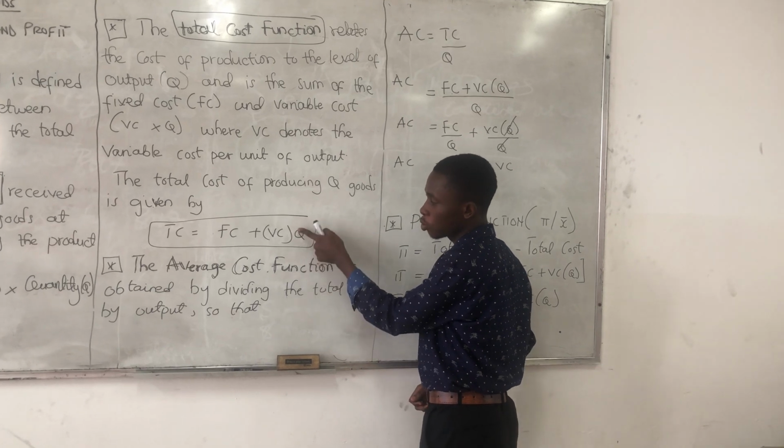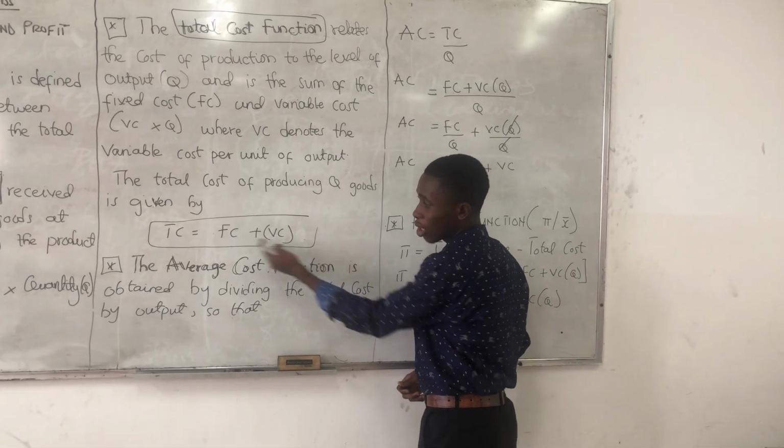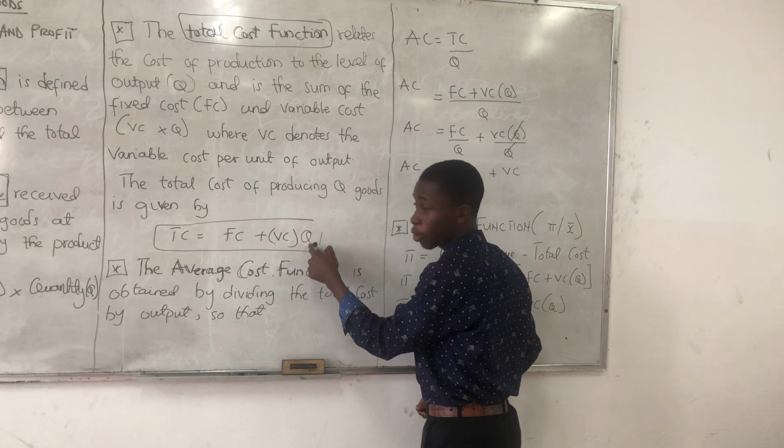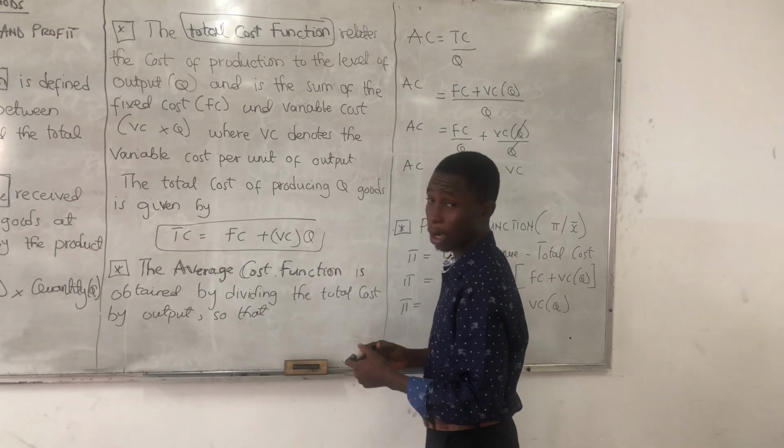Don't forget to bring the Q. If you do it like this, it's wrong. There's always a Q here. So there's the actual formula for total cost.